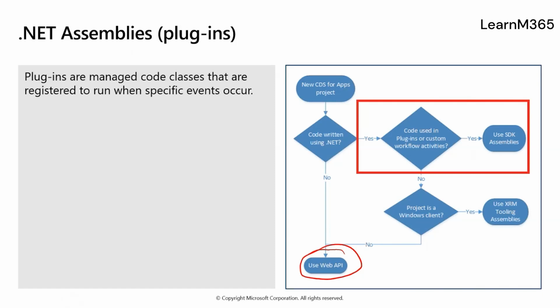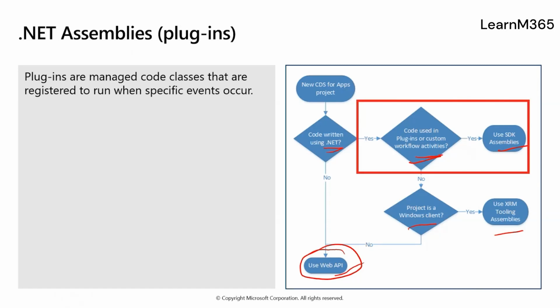Just observe here: if your project is a new CDS app project and the code you are going to write is in .NET assemblies, if yes, and the code is used in plugins or custom workflow activities, if that is also yes, we can use SDK assemblies. If the answer to this particular condition is no, we are not supposed to use a plugin, then we can use a project in a web client. If my requirement is that the project is required to be a Windows client, then we can use XRM tooling assemblies.